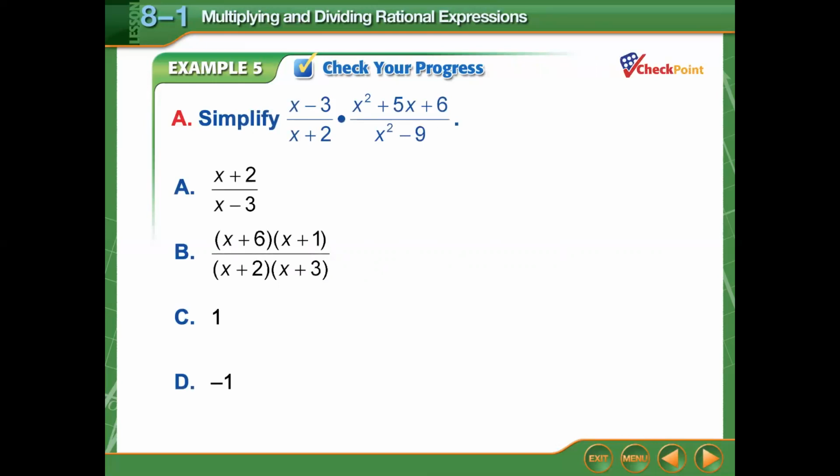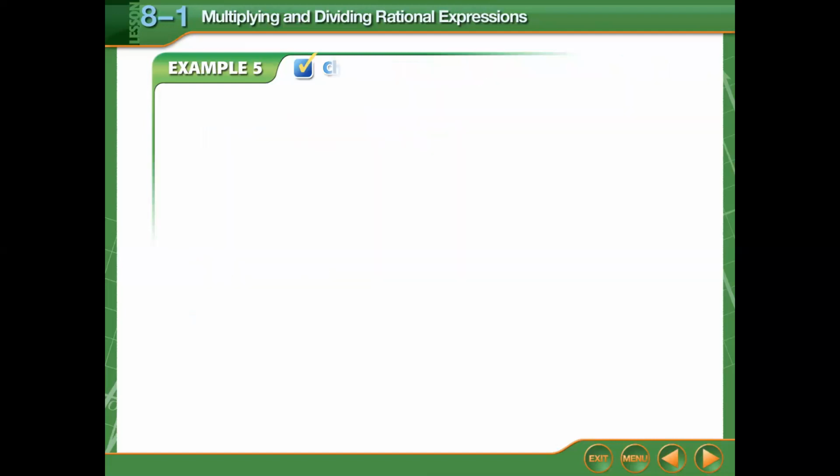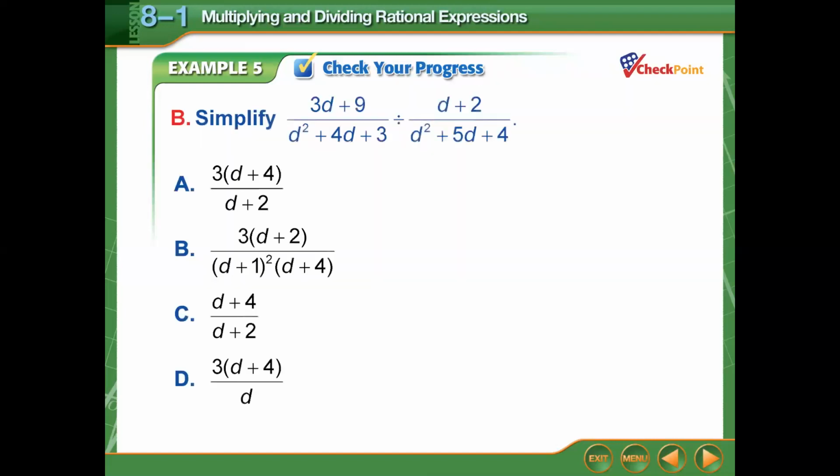Do pay close attention to this example problem because this is a quiz question. You can ignore that statement. Go ahead and try this one. And when you do, you should get A.